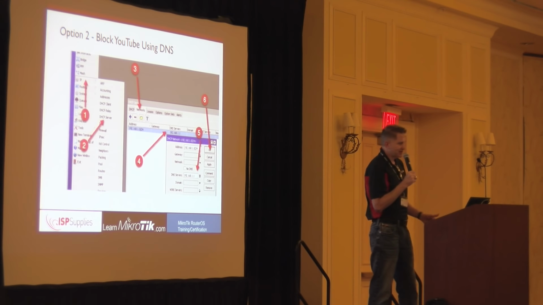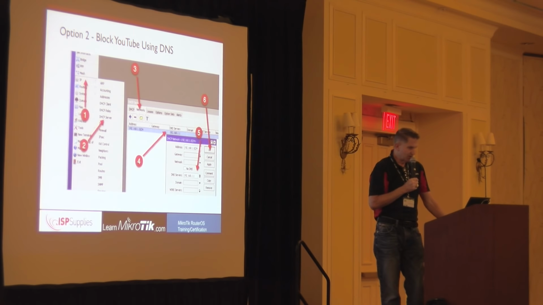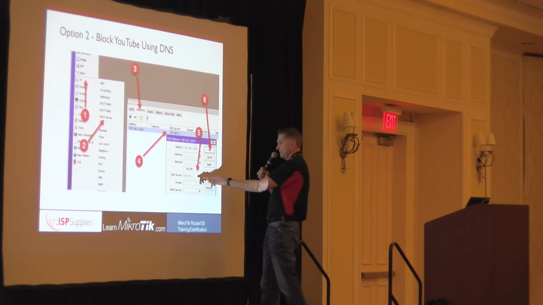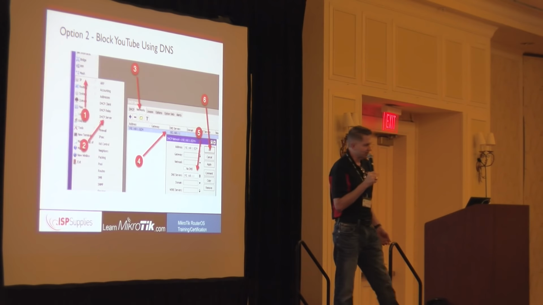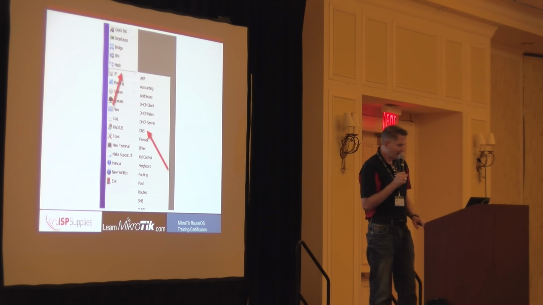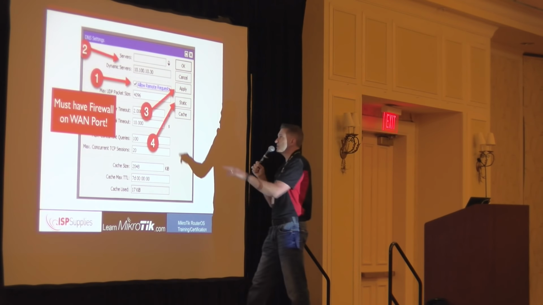The second option is to simply try and block the DNS request. So to do this, you're going to go into your DHCP server and make sure that you're using yourself, that is your router, as the DNS server for your clients. And of course, there's some ways around that I'll talk about in a minute. Then you go into IP DNS and make sure that you have Allow Remote Requests turned on.